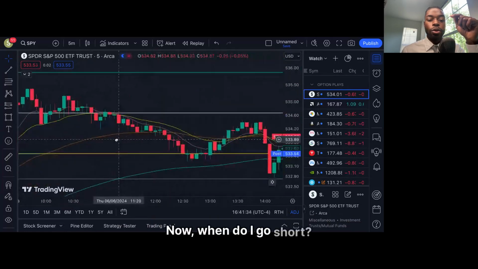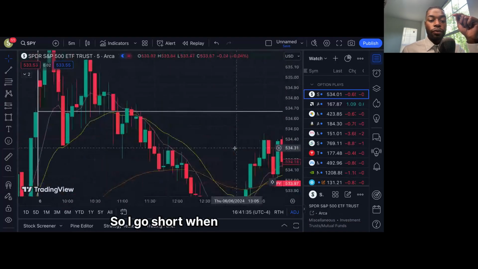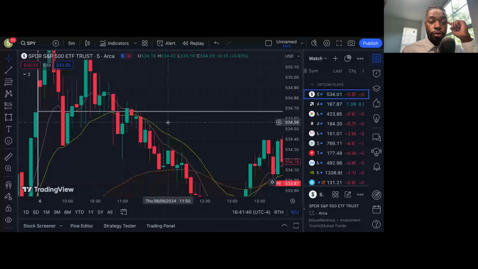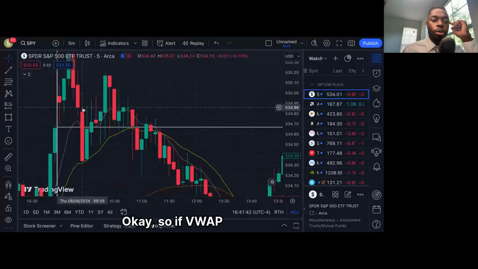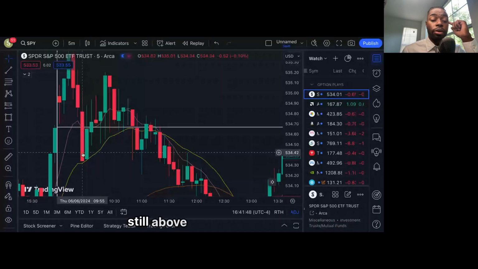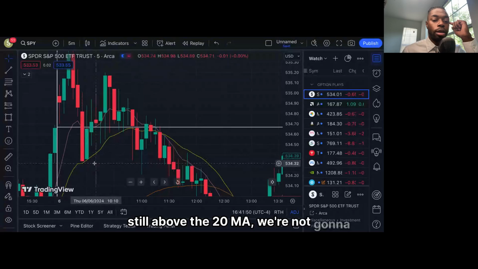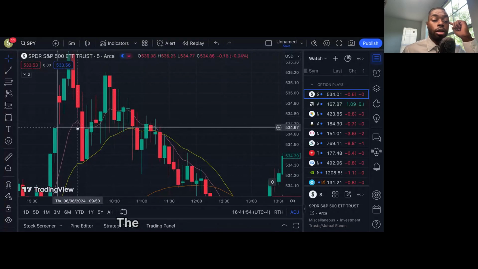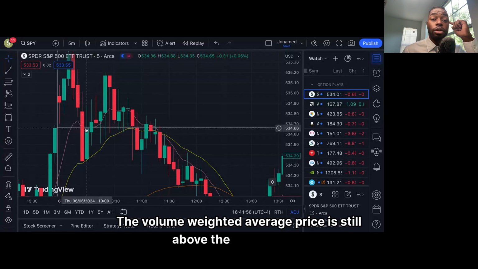Now, when do I go short? So I go short when VWAP crosses below the 20 MA. Okay, so if price action crosses below VWAP, but VWAP is still above the 20 MA, we're not going to continue, because there's still volume. The volume weighted average price is still above the last 20 bars.